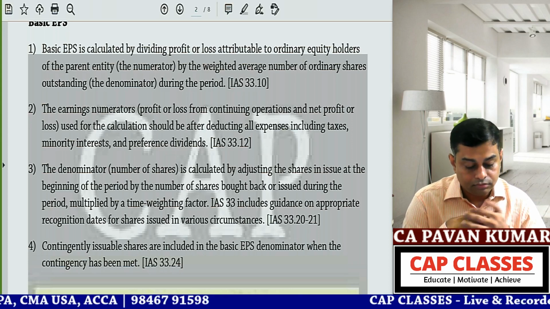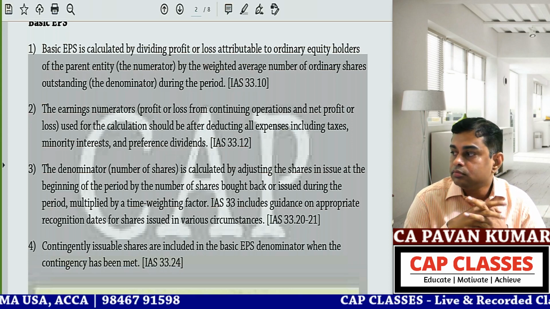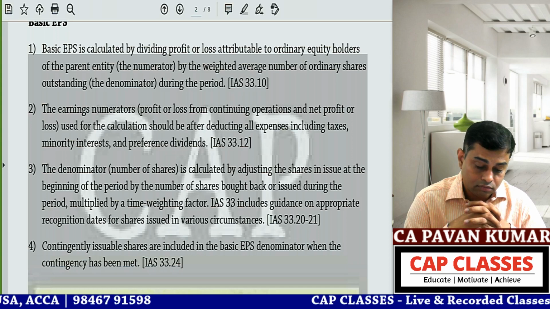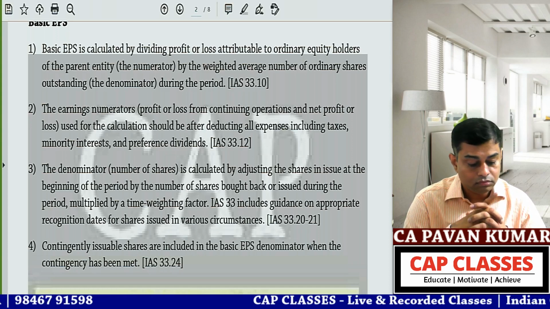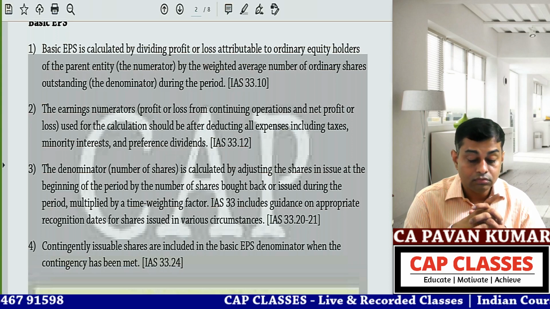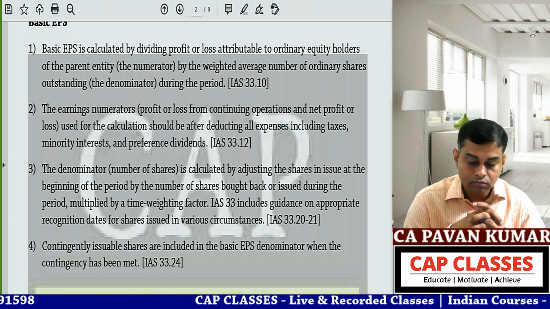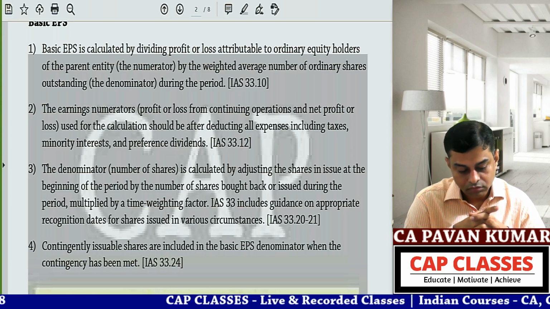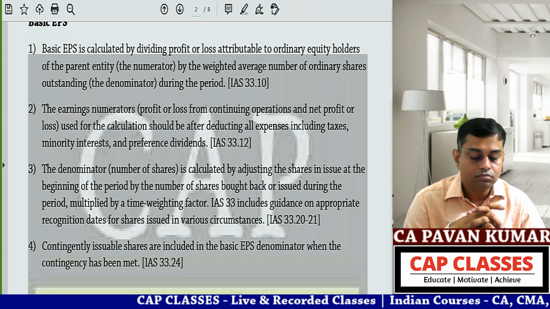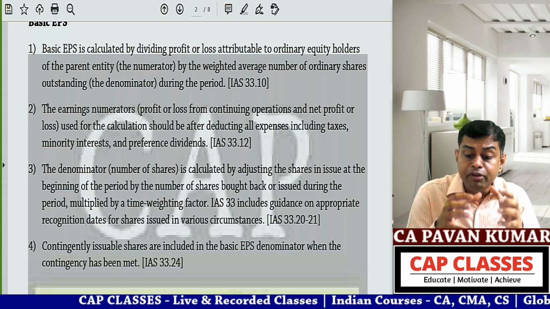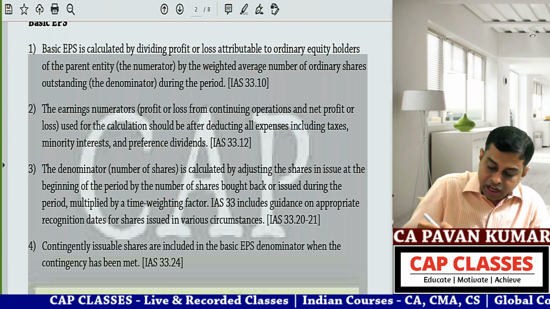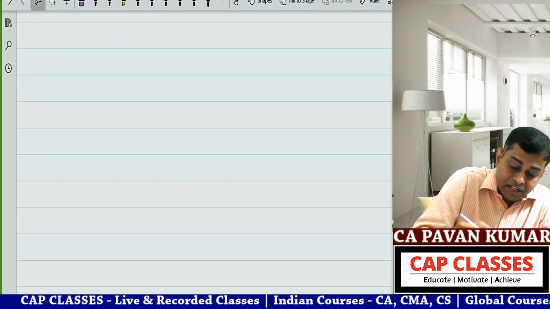Next. Point 2. The earnings numerator, profit or loss from continuing operations, and net profit or loss for the calculation should be after deducting all expenses including tax, minority interest, and preference dividend. Super. So what you need to do? Take profit before tax. Okay. So write down basic EPS.